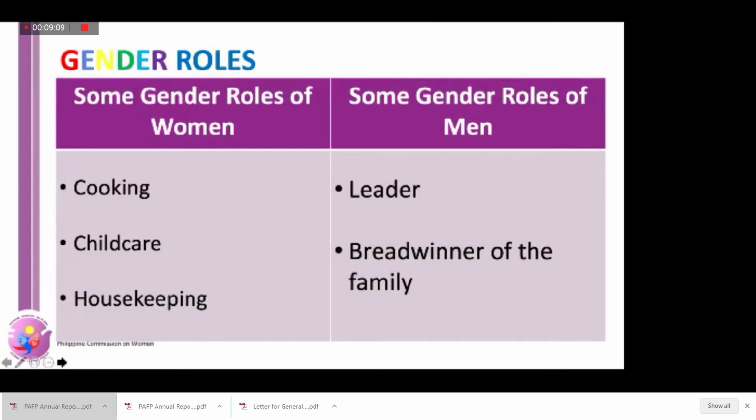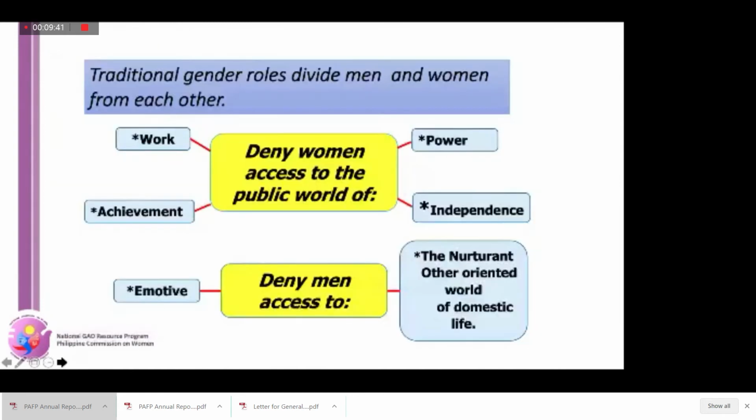There are a lot of women who are leaders. There are a lot of women who are breadwinners of the family. On the other hand, there are a lot of men who are expert in cooking. You know? Most of the well-known chefs are males. And most men also know how to take care of their children and to keep the house, or to make the house for that matter. So these are the gender roles right now that are interchangeable. But before, the traditional gender roles somehow constrict the potentials of men and women.